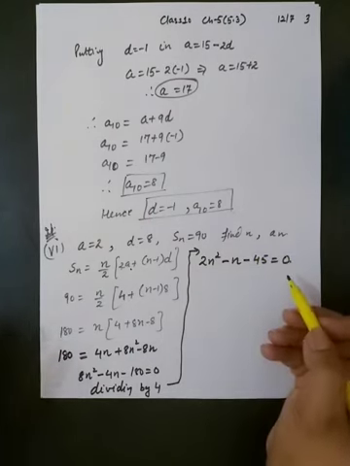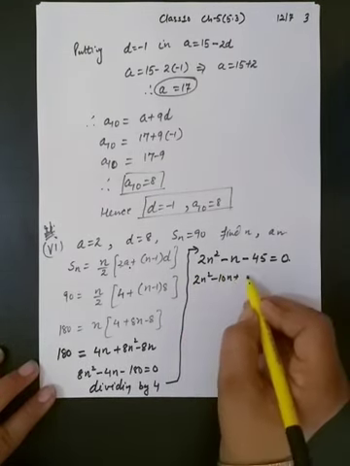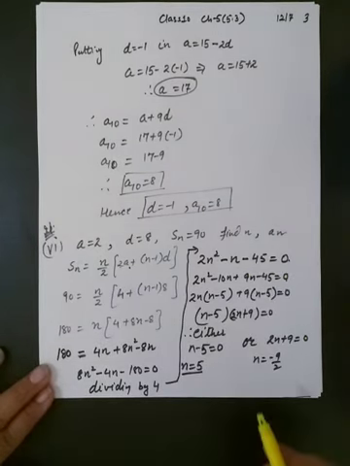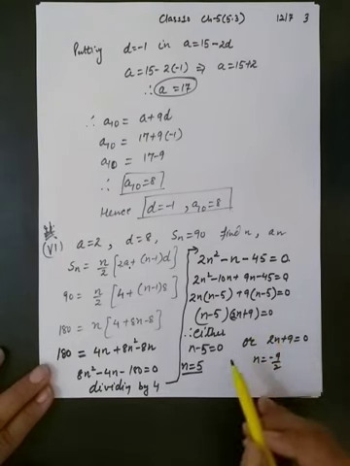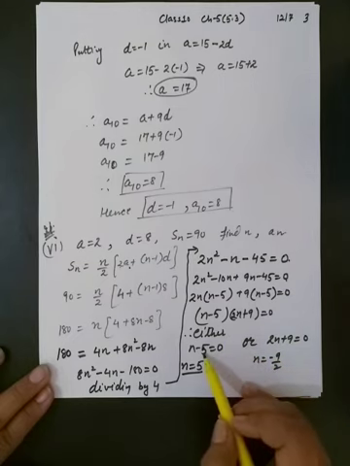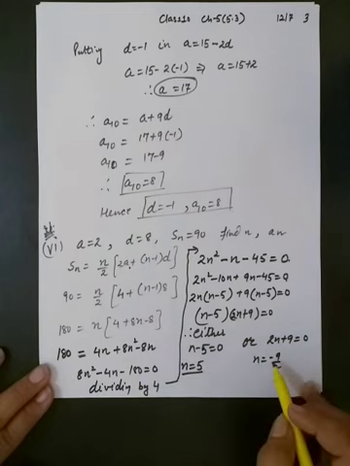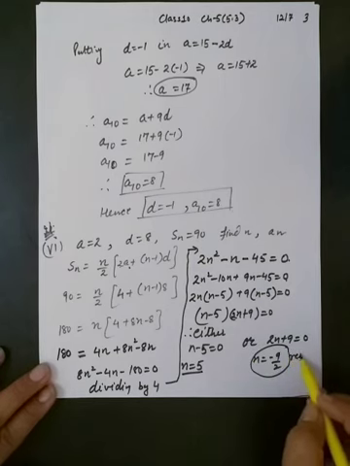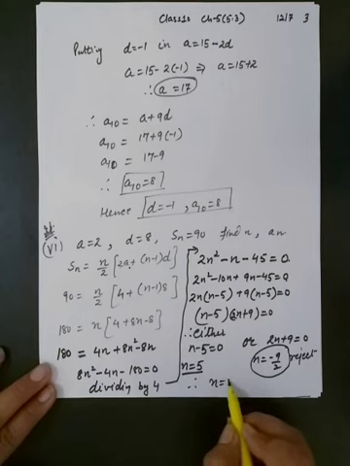Now we can factorize it by splitting the middle term. 2n square minus 10n plus 9n minus 45 is equal to 0. After solving it we get n minus 5 into 2n plus 9 is equal to 0. It means either n minus 5 is 0 or 2n plus 9 is 0. From this we get n is equal to 5 and from this n is equal to minus 9 by 2. So we have to reject this value. Why? Because the number of terms cannot be negative or a fraction. So therefore n is 5.